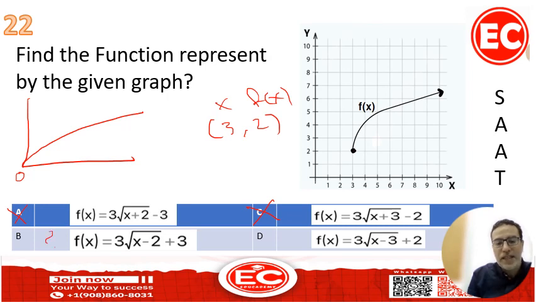So let's replace x here with 3. 3 minus 2 is 1, and the root of 1 is 1. 1 plus 3 is 4, not 6, so the answer is not B. So I am sure that the right answer is D. 3 minus 3 is 0, and the root of 0 is 0, so the answer will be 2. Something else, you make a horizontal shift 3 and vertical shift 2. So you move to the right 3 and up 2. If you like to use translation, the right answer is D.